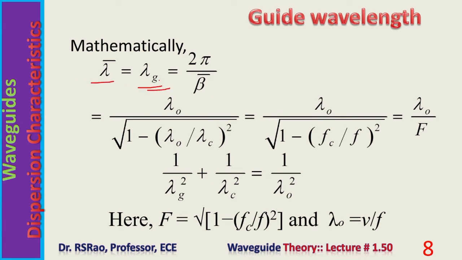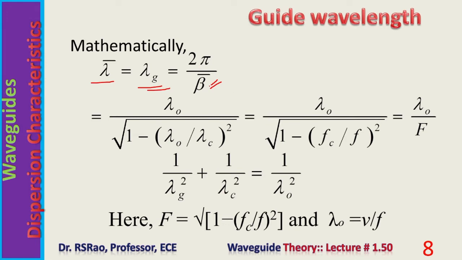The g indicates that it is measured along the guide. Lambda bar is 2 pi by beta bar. Actually, I want you to remember beta. Beta bar is 2 pi by lambda bar. Therefore, lambda bar is 2 pi by beta bar. So now we have the expression for beta bar. Already we have derived beta bar, and you substitute it into 2 pi by beta bar.